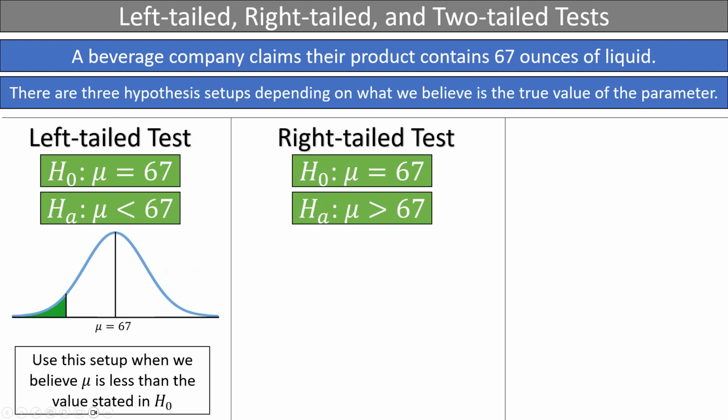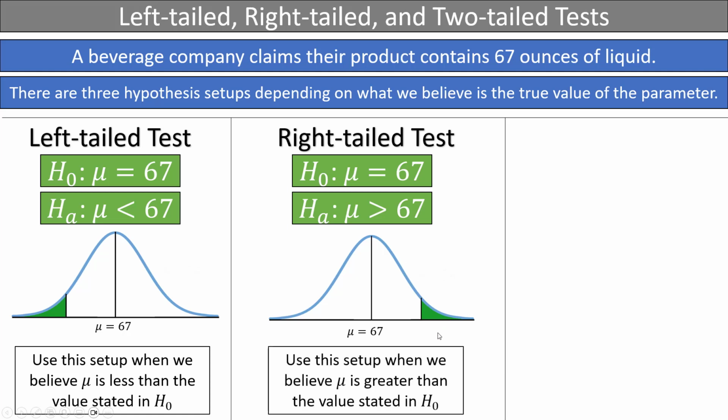Next, we have the right tail test. The right tail test has the same null hypothesis, but now the alternative hypothesis has a greater than sign. You should use this setup if you, as the researcher, believe that the mean amount of liquid from this container is greater than 67 ounces. We call it a right tail test because you will eventually find a probability in the right tail of the distribution. You should use this setup when you believe that the mean is greater than the value stated in your null hypothesis.